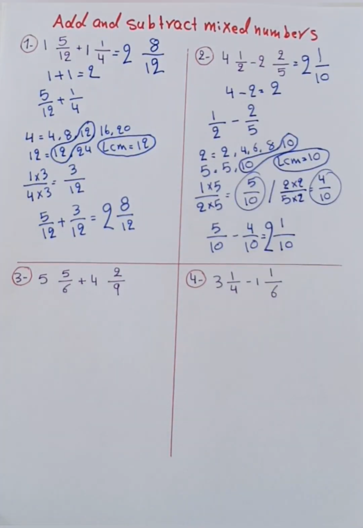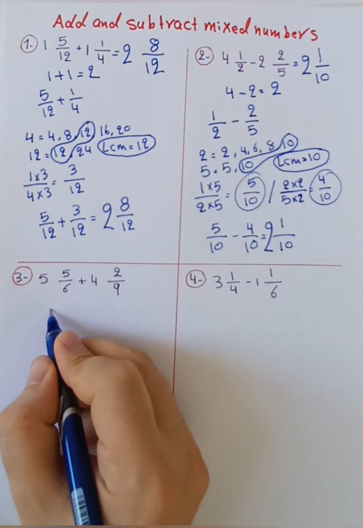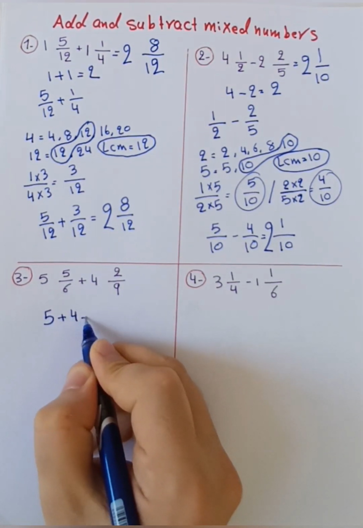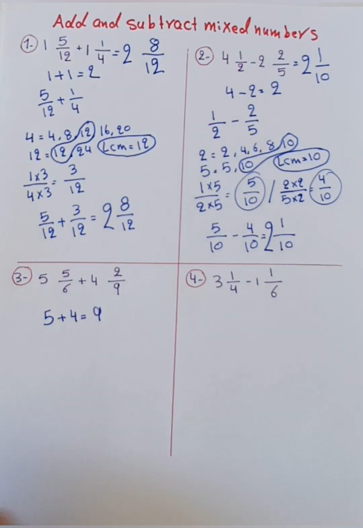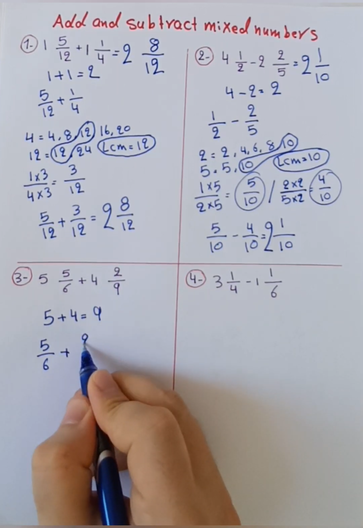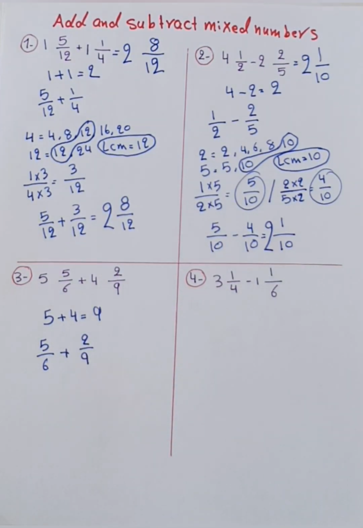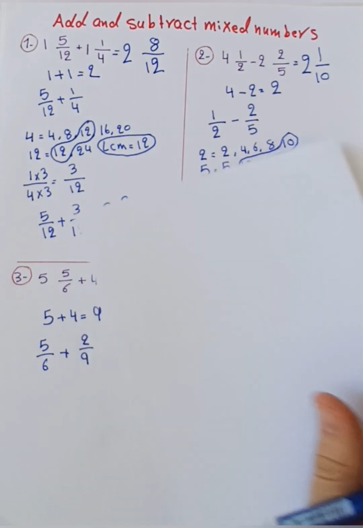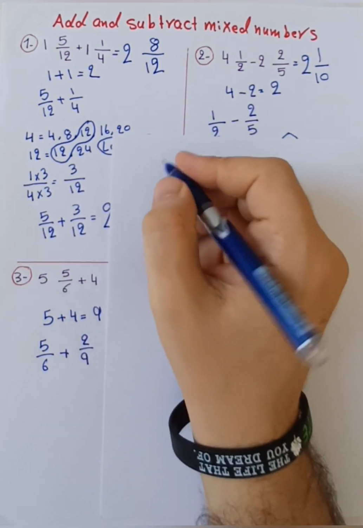Example number 3, we have 5 and 5 out of 6 plus 4 and 2 out of 9. First, we have to add the whole numbers. 5 plus 4 equal to 9. And then the fractions, we have 5 out of 6 plus 2 out of 9. We have different denominators, so we have to find the least common multiple for 6 and 9. This time, I'm going to find the least common multiple by using prime factorization.